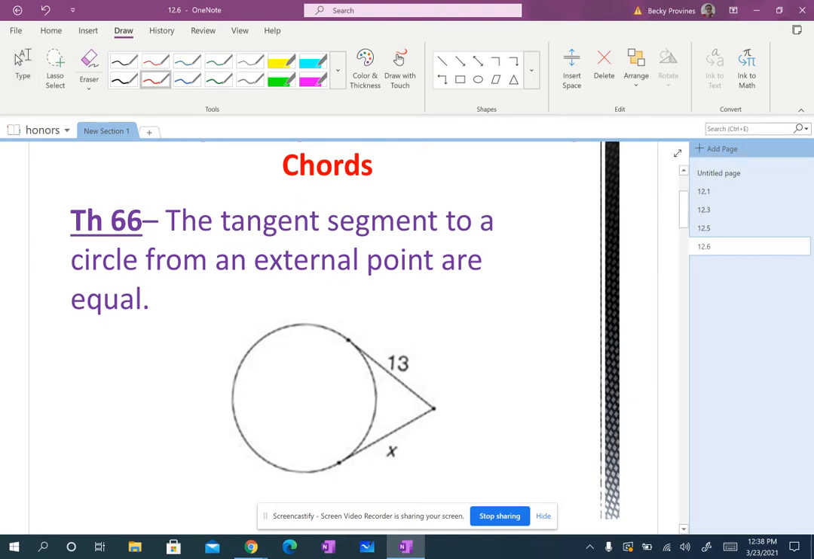I always call this the party hat theorem, because if you use your imagination, if there's a face here, this is a little hat like you wore to little kids' parties when you were little. All it's saying is these two segments, which are tangent segments because they touch at one spot, are equal in measure. So these two are equal, so that's just a 13. If you ever hear me talk about the party hat theorem, this is what I'm talking about.